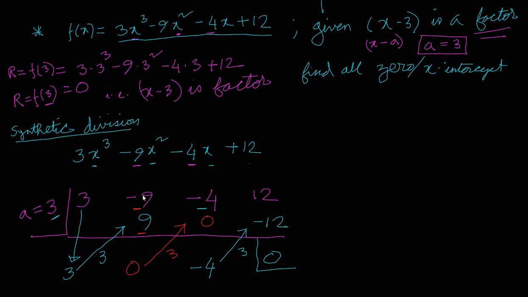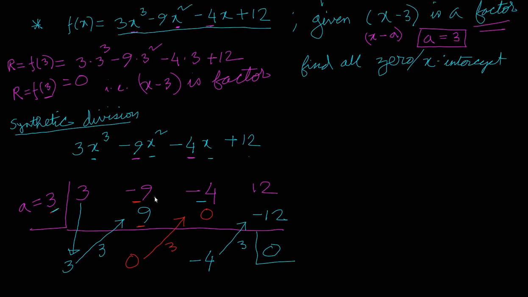Now what is going to be my quotient? That is the most important thing. The highest power of my problem is x cube, so the highest power of my quotient is x square. Let me write down x square here. The coefficient is 3. The next term has coefficient 0, so plus 0 multiplied by x, and the other one is negative 4. So this is my quotient.